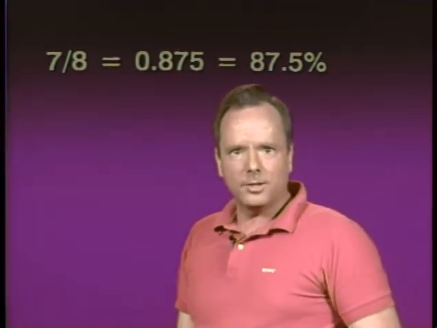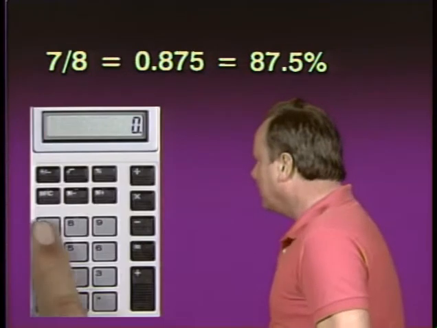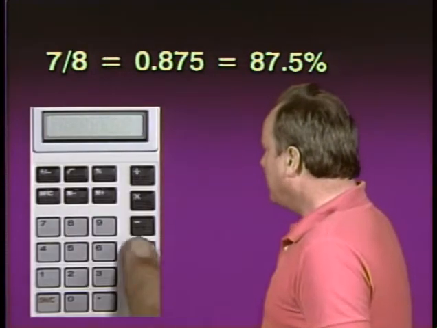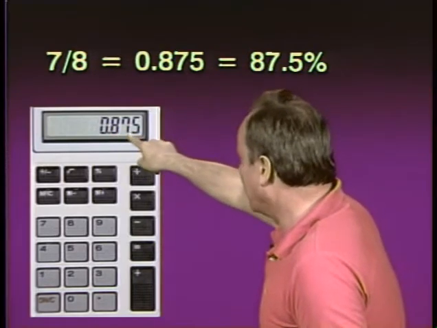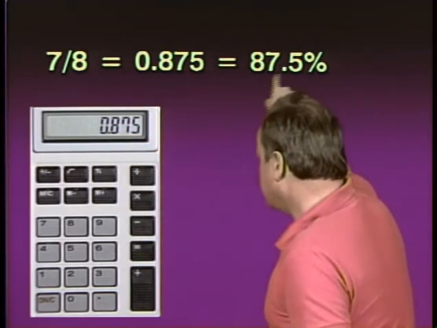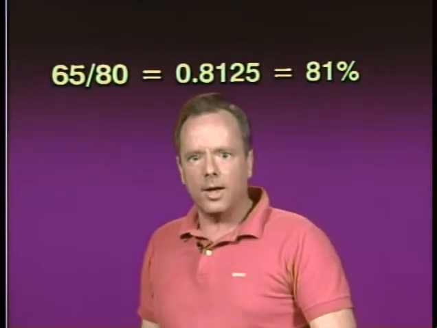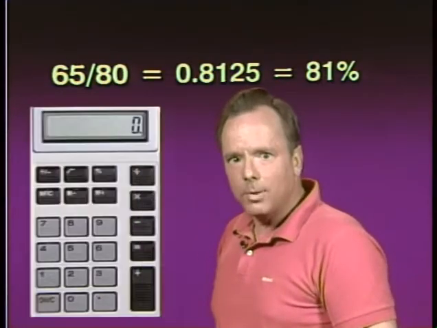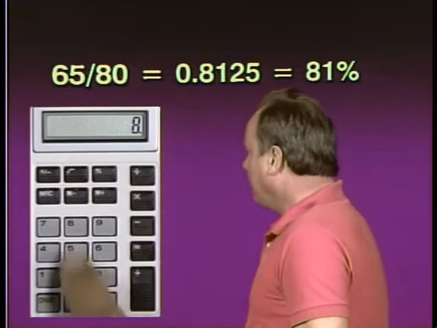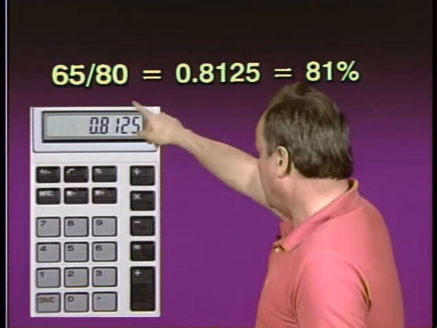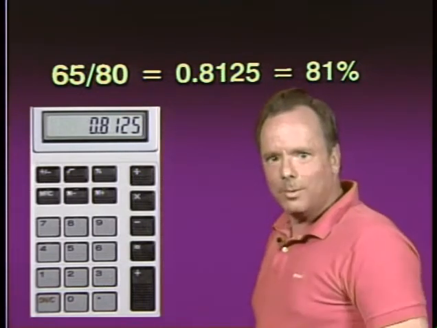So let's do another one. Let's take a look at 7/8. And you take 7 divided by 8 on the calculator. So 7 divided by 8. And you get 0.875. Move the decimal point 2 places to the right to make it a percent, and you get 87.5%. All right, let's do another one. They're going to say, okay, let's assume that you have 65 divided by 80. What percent is it? Well, 65 divided by 80, and you get 0.8125. Move that decimal point 2 places to the right, and you get 81%.